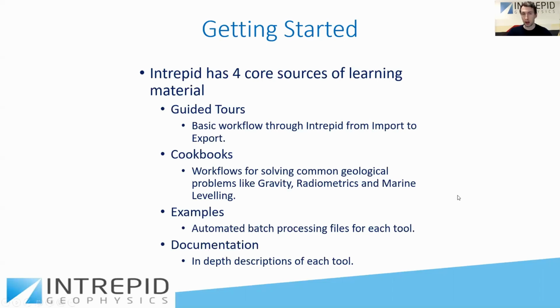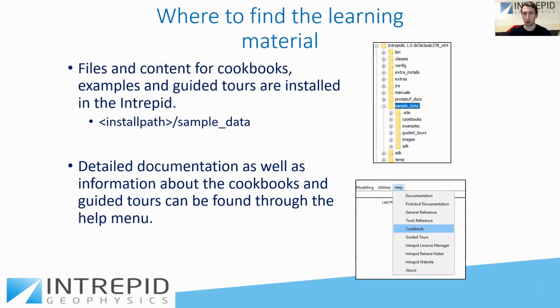And there's also on our website, we've got an incredibly in-depth documentation on each of the tools that are available within Intrepid, as well as some best practice for any of the processing you'd like to do. So to find it, you can find all the sample data, cookbooks, guided tours and examples in the Intrepid installation, directly under wherever you install it, find Intrepid, version number and the build number. And then you'll have the directory structure within that.